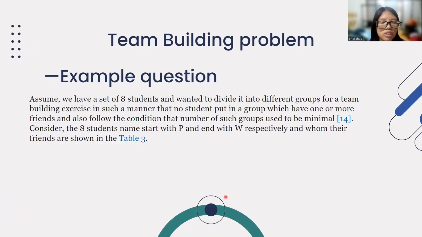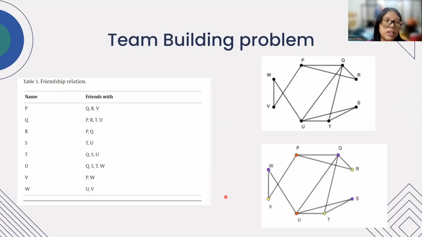Then lastly, the question is about the team building problem. In this question, we have 8 students and we need to divide them into different groups so that they do not have friends that they know in the same group. So we put it in a table first. For example, P has friends Q, R, and V, Q has P, R, T, and U, and so on.